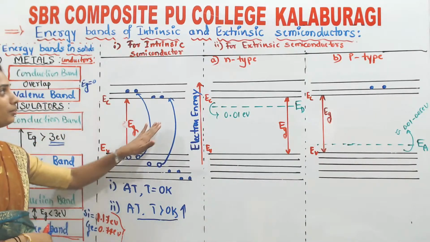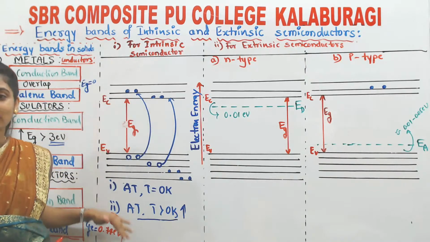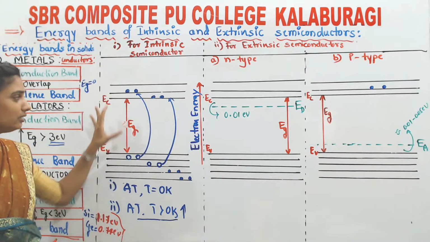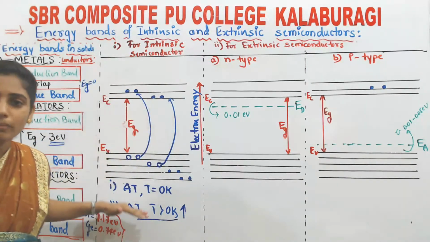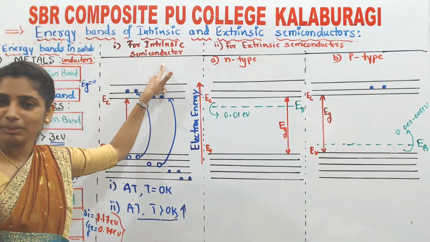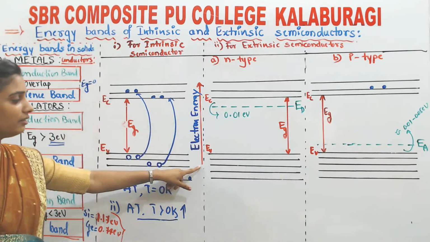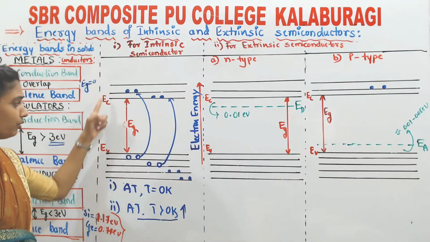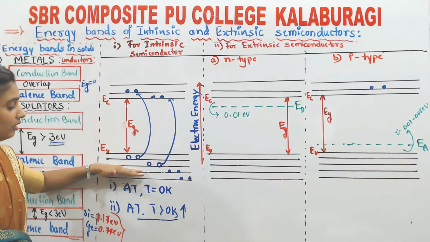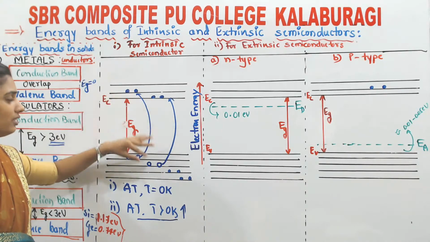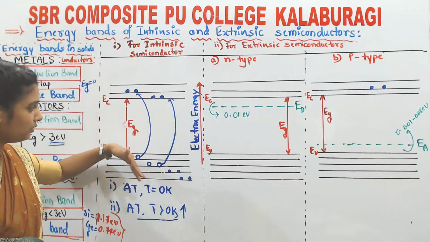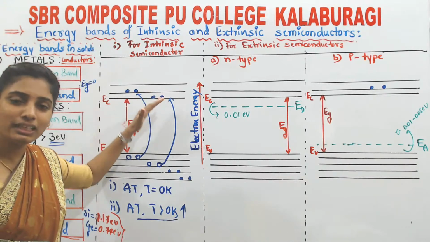So this is about the energy band, the valence band and conduction band, the energy band in an intrinsic semiconductor. Here I have shown the electron energy. As electrons go from valence to conduction, their energy increases, so they jump to the conduction band and conduct.